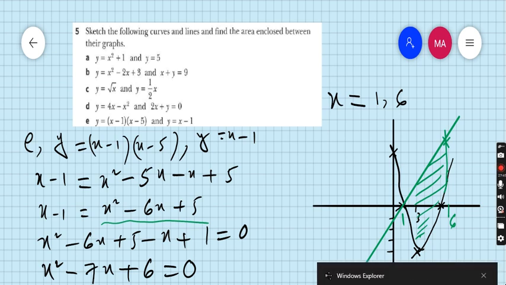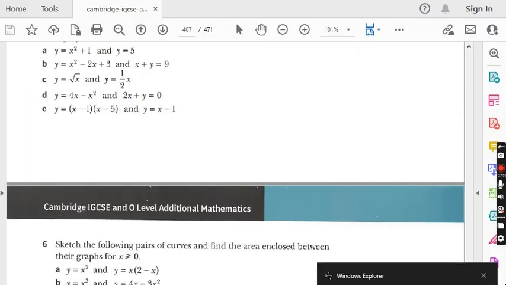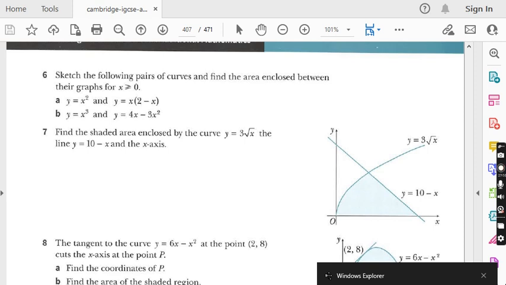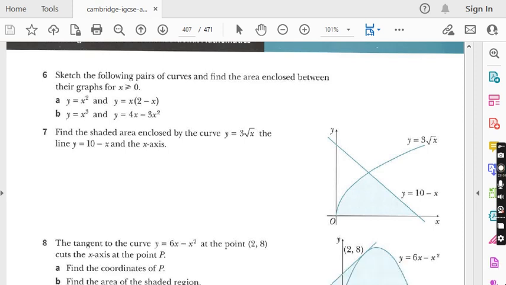What next? Question number 6. This is also related to the graph and then area. But the main difference between 5 and 6 is, in 5, one is a curve and one is a straight line. But in 6, both are curves. But the question is very easy.